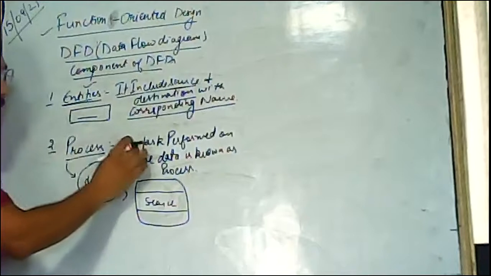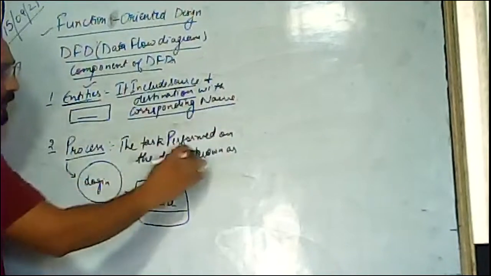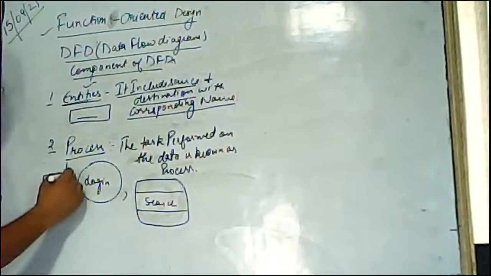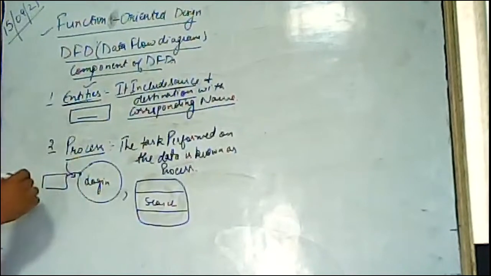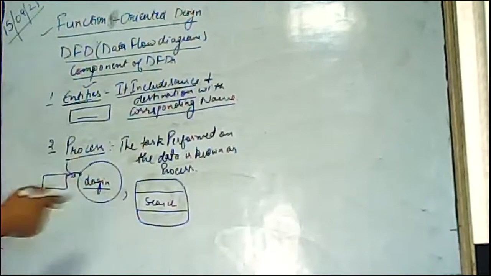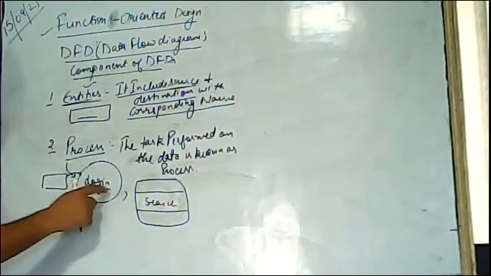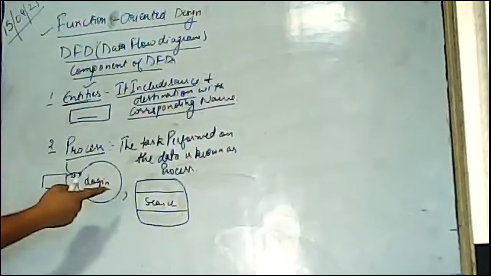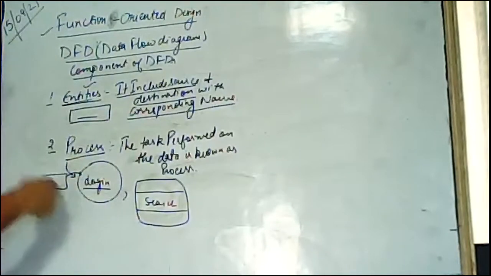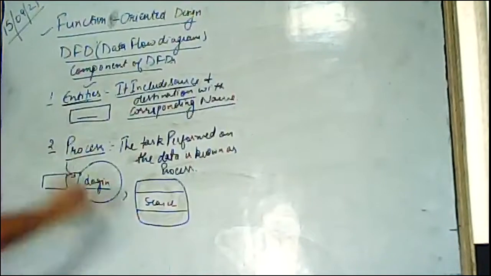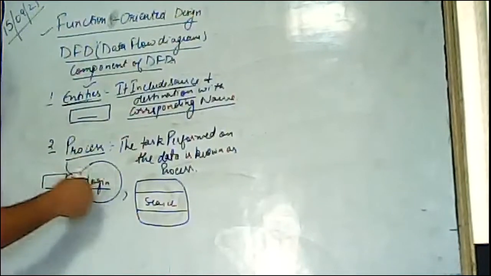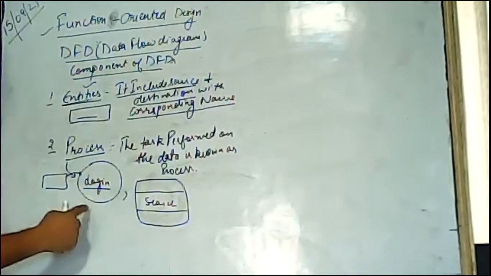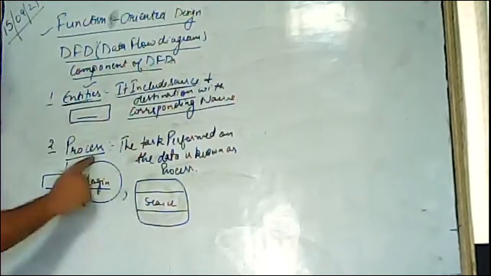What is the functionality? The task performed on the data. There is an entity, and what will the entity process? That is, the login process will work. Login is your function. Search is your function that will execute. And on that, what data will be put and what action will be performed is done by your process. These are the two different symbols used for this.